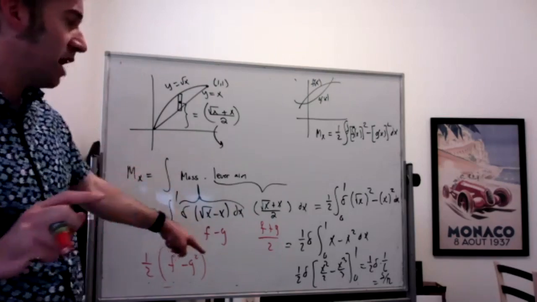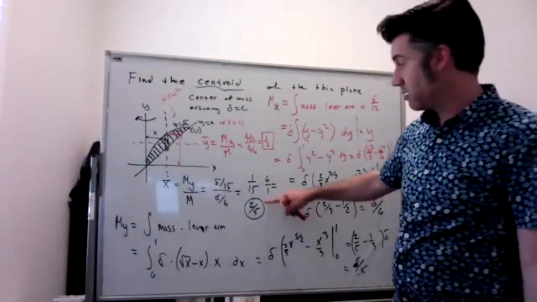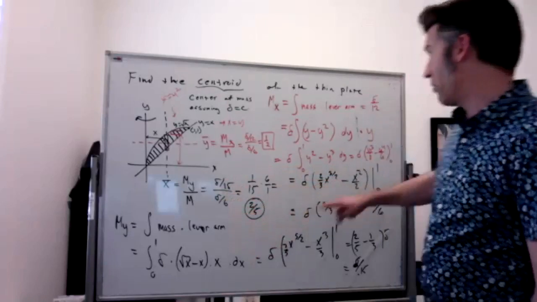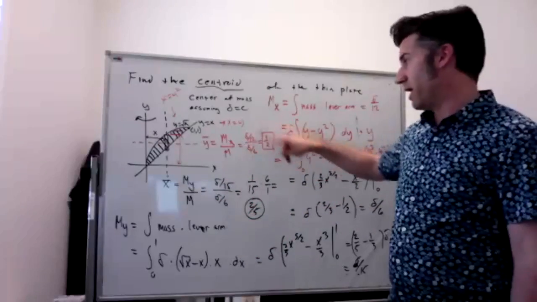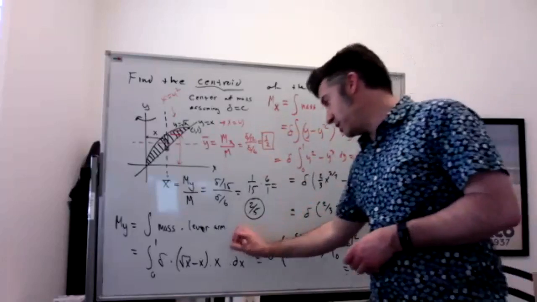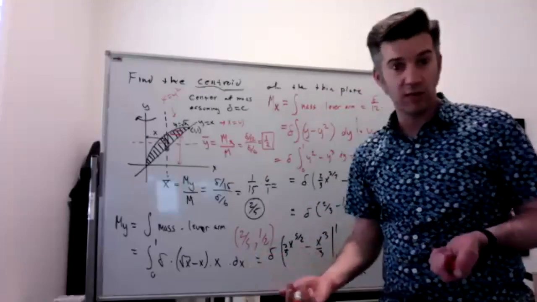So these values would not be the coordinate points. The coordinate points would be x bar is 2/5, the delta over 15 divided by delta over 6, and y bar is 1/2, the delta over 12 divided by 1/6. So the coordinate here would be 2/5, 1/2. That would be your centroid.